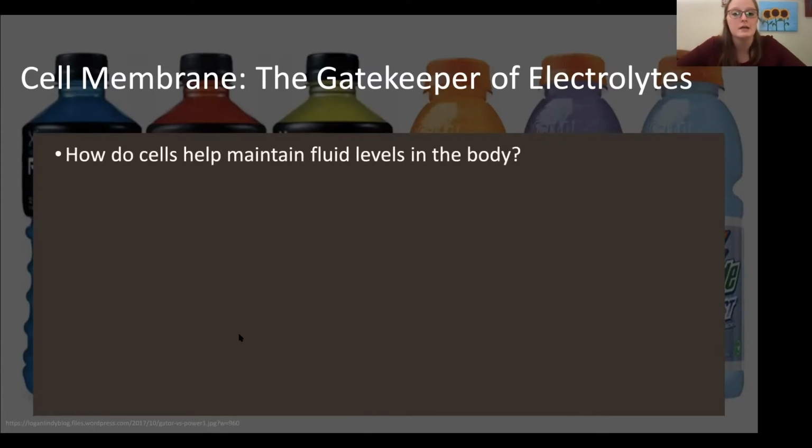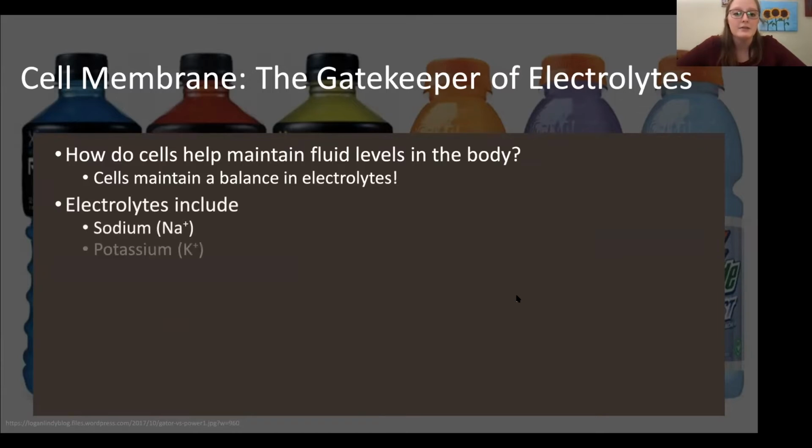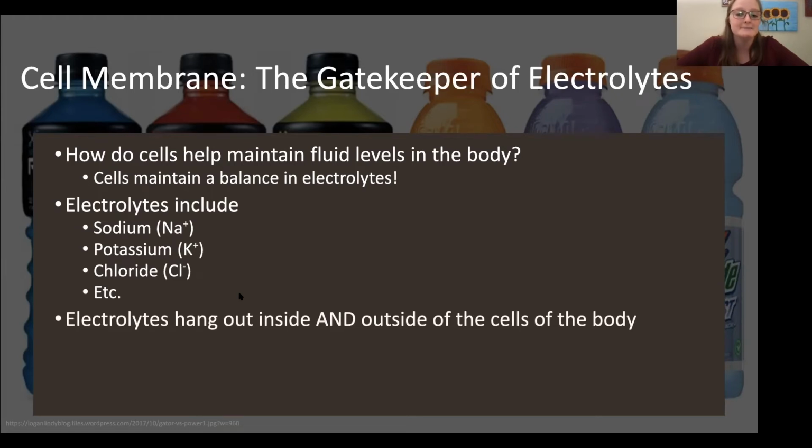So this is how your cells also maintain fluid levels in the body by balancing electrolytes. In the background, you'll see here, they look like Gatorade and Powerade bottles. When we typically think about electrolytes, we are thinking about these drinks that our coach makes us drink at football practice or tennis practice or at swim practice, but they're actually liquids that help us replace these electrolytes listed here. Sodium, which has the chemical symbol here. Didn't think chemistry would be a part of One Health, but here we are. Potassium and chloride. There are a couple others, but those are the big ones.